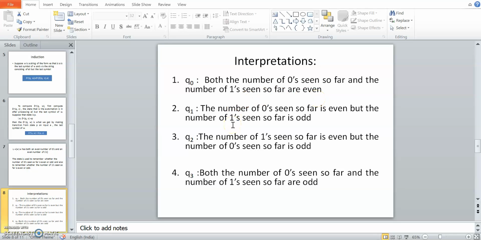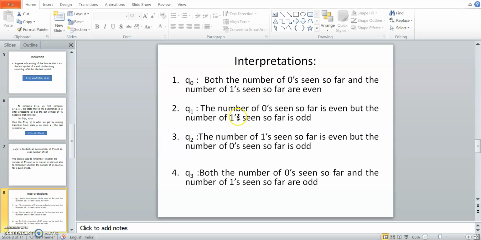Now in the first state I may read either 0 or 1. According to that we have to change the state, because that will be the first occurrence of an odd number, which needs to be remembered, because our focus is on even numbers of zeros and ones. The number of zeros seen so far is even, because there are zero zeros, but the number of ones seen so far is odd. Initially I was in the first state Q0, now I see 1.